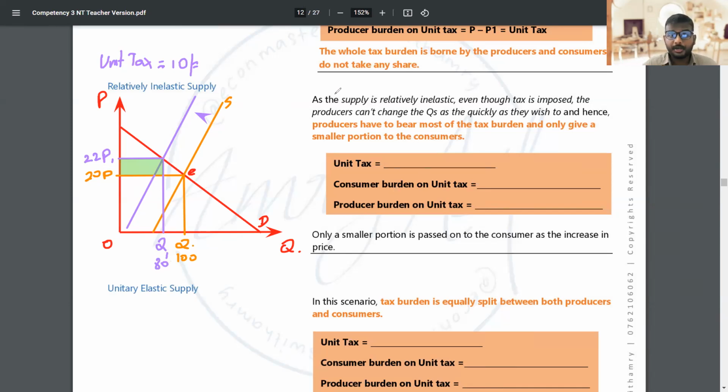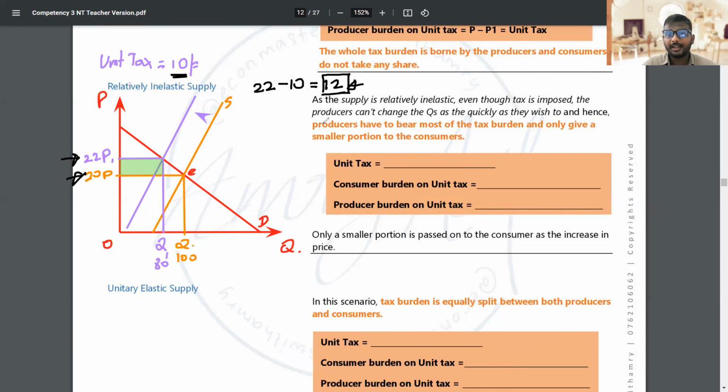Cool. The producer's tax share, how you find that is very simple. First of all, you have to find out the price the product is sold at right now. That is 22. From 22, the producer has to give 10 rupees to the government. So 22 is the price the producer gets from the consumer, minus 10 rupees. The producer only gets 12 rupees for the product. Before tax, how much did he get? 20 rupees. After tax, the producer gets only 12.